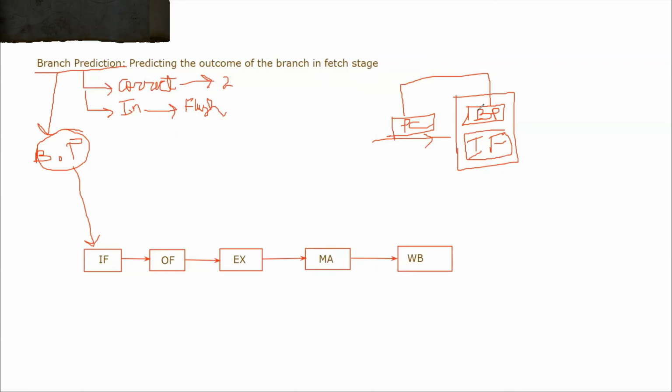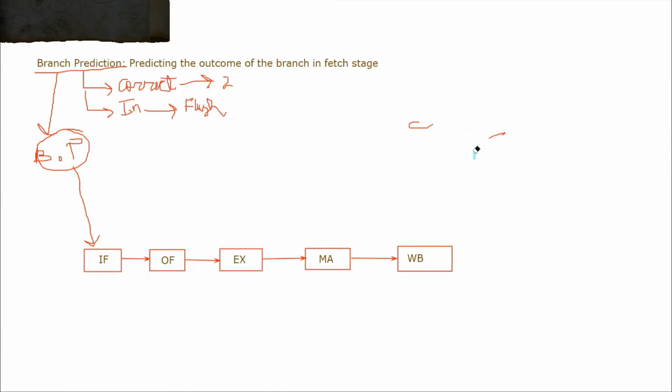Fine. So in computer architecture, there are many branch predictors. Okay, there are different types of branch predictors in computer architecture. So let me write some of the branch predictors here.